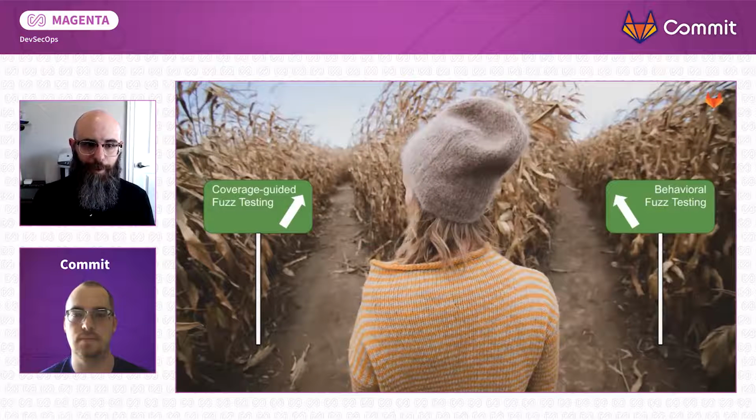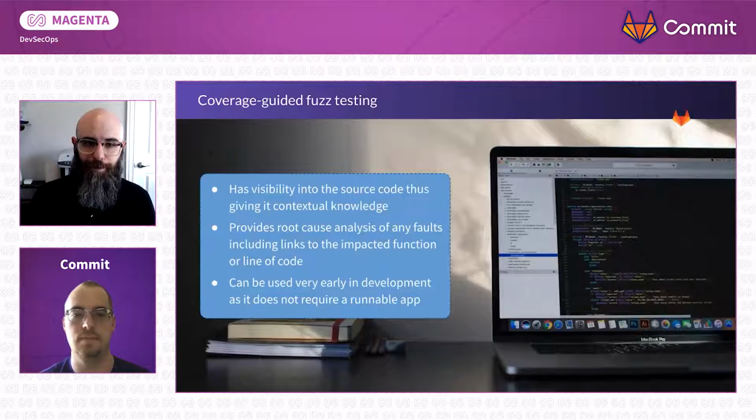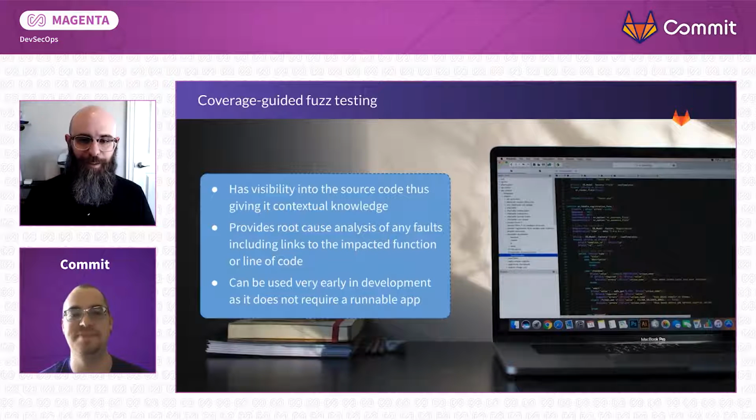And now let's talk about the two ways that you can do fuzz testing. The first is coverage guided, and the second is behavioral. For coverage guided fuzzing, it has visibility into your source code. And this allows the fuzzer to have contextual knowledge about the application. So because it understands the application, it can provide things such as root cause analysis and point to the line of code that caused the problem, or even just the function. And because it sees the source code and it's interacting with your application at that level, you can do this very early into your application development, even as soon as there's just a couple of lines within your application.